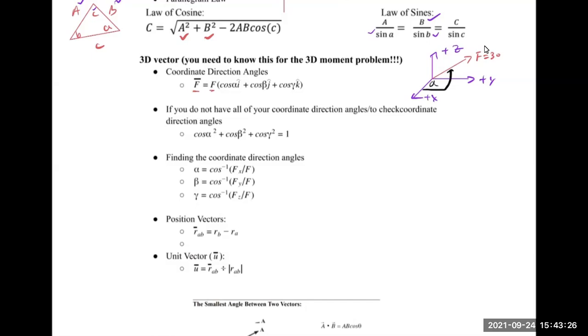And then for the beta, it's measured from the positive y-axis to where the force is acting, which is right here. This one is my beta. And then for my gamma, it's measured from my positive z-axis, which is right here.